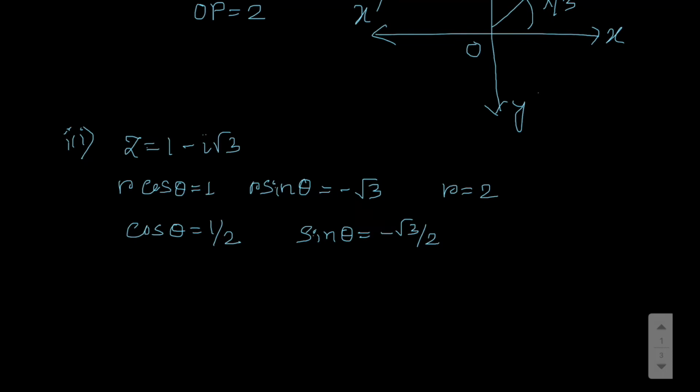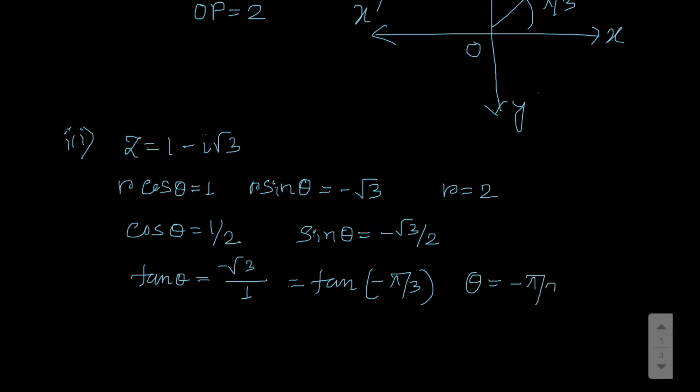So now you know the value of tan theta. What is the meaning of tan theta? Sin theta by cos theta. So here tan theta will be minus root 3 by 1, because the 2 cancels out. So as here minus root 3, it will be tan minus pi by 3. Okay, tan minus pi by 3. So from that theta equal to minus pi by 3.